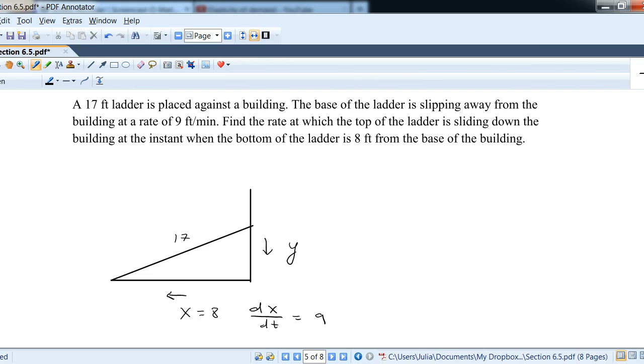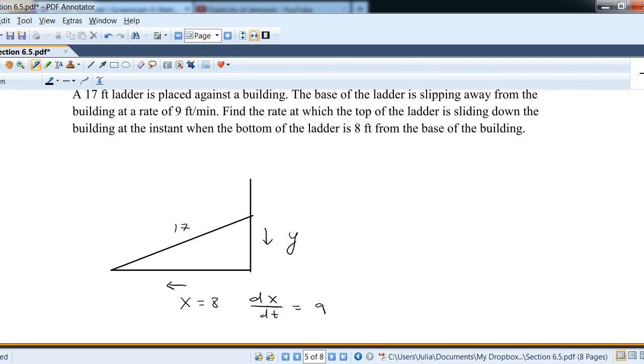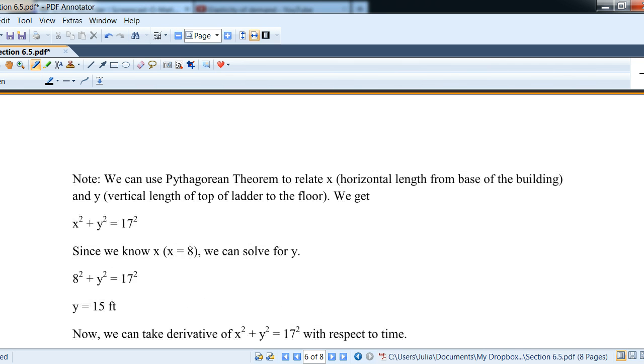And we're also supposed to find out how fast the ladder is sliding down. So dy/dt, typically that would be a negative rate because y is decreasing, but the answer, because it's a rate, is sometimes written as a positive on your homework.